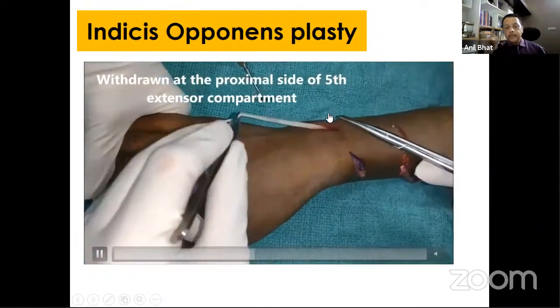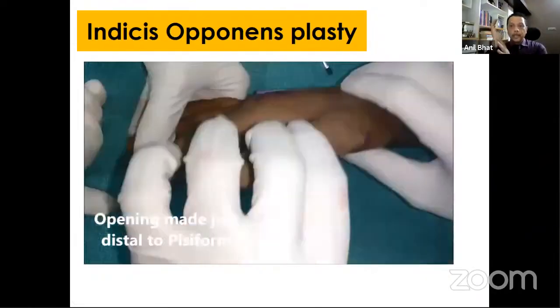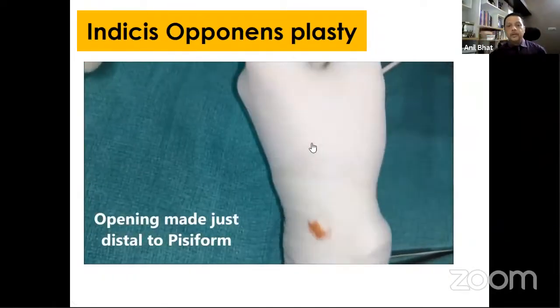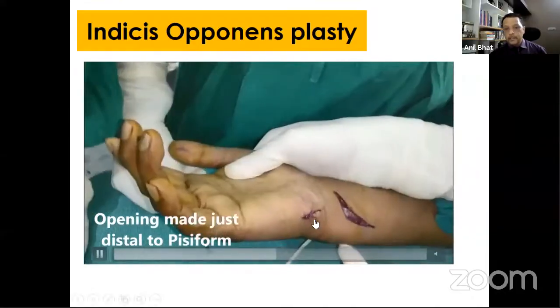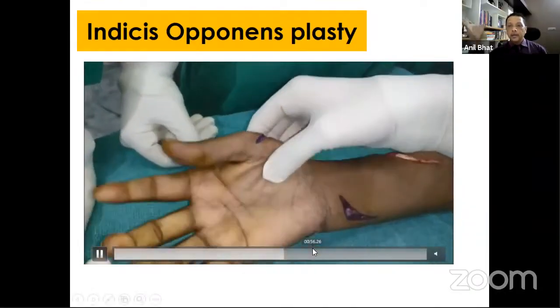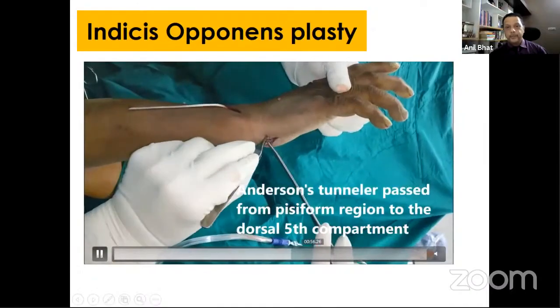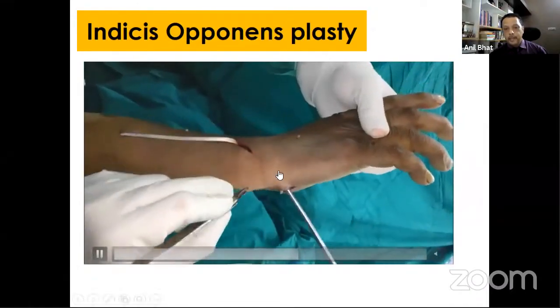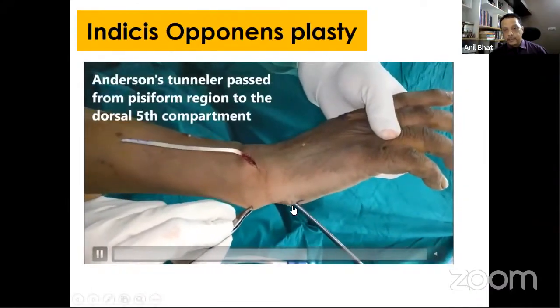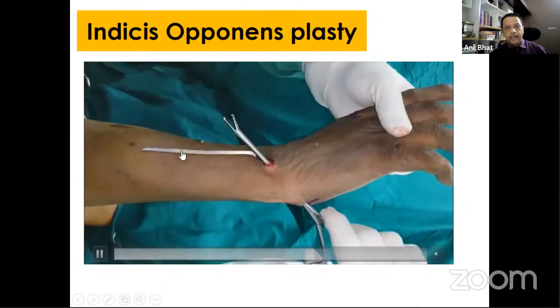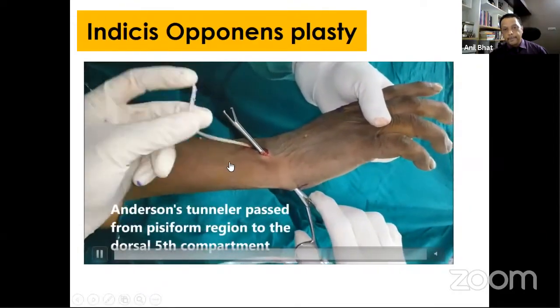Again, for opponensplasty, the only principle is it has to come from the ulnar side towards the thumb. So always there should be a pulley system here so that the opposition is good for the patient. So this is an Anderson tunneler, which is passed from the ulnar side here, and then the tendon is taken from there.